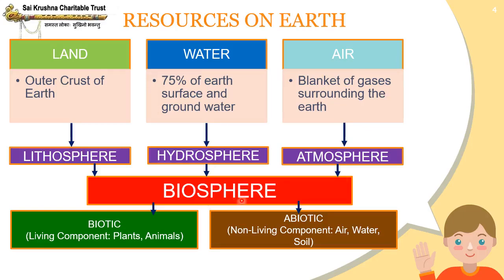In turn, the biosphere has the biotic and the abiotic component. What is biotic? Now you know that bio refers to life. For example, biology is the study of living things, right? So biotic refers to living components like plants and animals. In contrast, abiotic refers to the non-living component like air, water, soil.